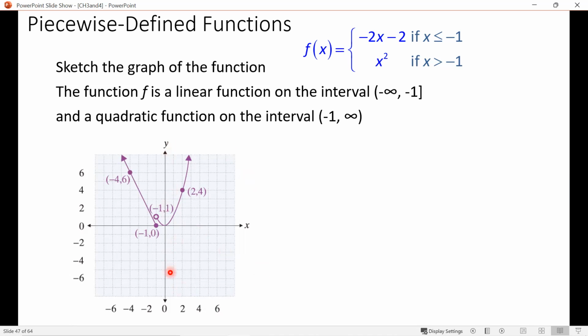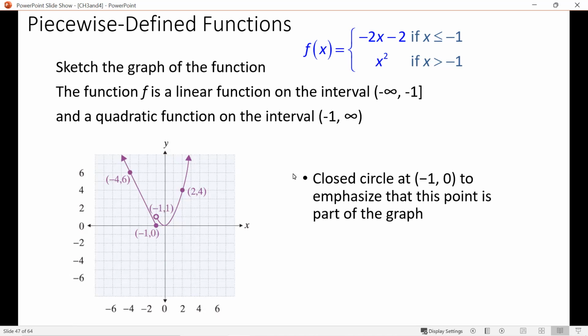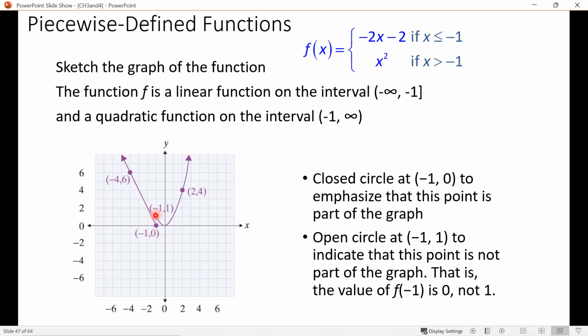Now, notice that we use a closed circle at the point (-1, 0) to indicate we are including that value in our graph, because indeed, when we are at x is -1, we are evaluating the linear function. Then we use the open circle for our parabola, because we're not actually evaluating the parabola at x is -1. We are only evaluating the parabola when x is greater than -1, but we get infinitely close to that point. Okay. So remember how to use your open and closed circles.